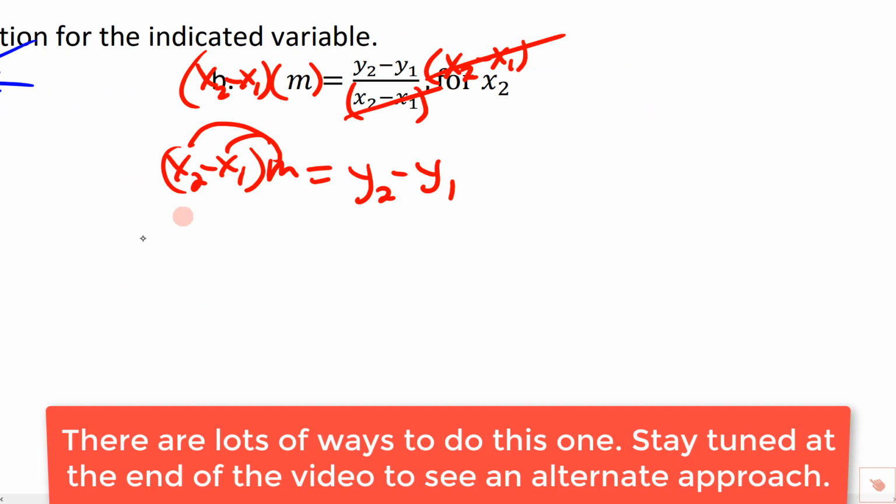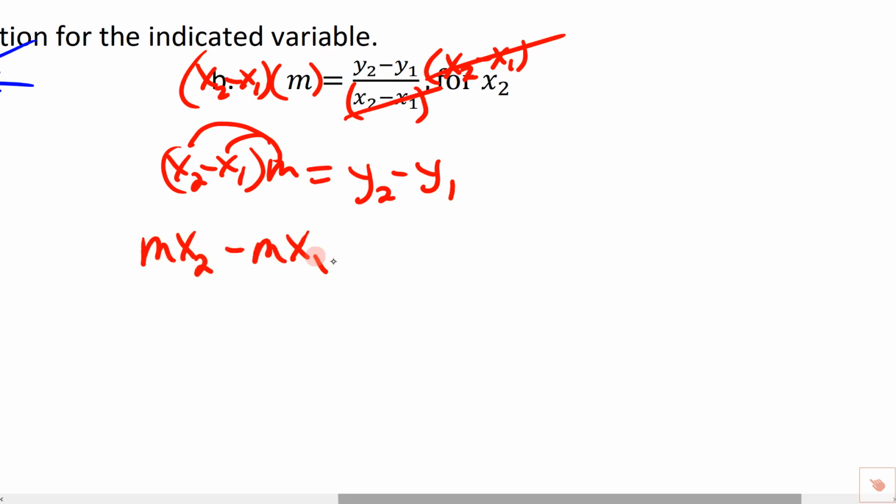So this is m times x2 minus m times x1. And again, if you wanted to write down the x1 times m first, there's really no good rule for how we're going to write these. You could do x2 times m and stuff like that. And then this side is y2 minus y1. This is the x2 that we're solving for. So remember, we want to solve for x2, so we want to get that variable all by itself.